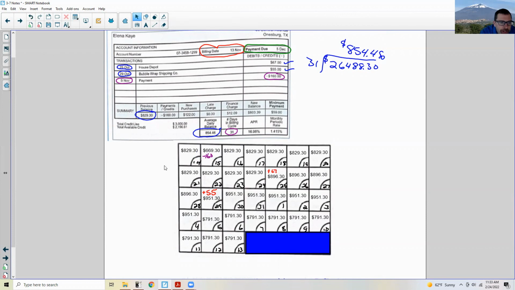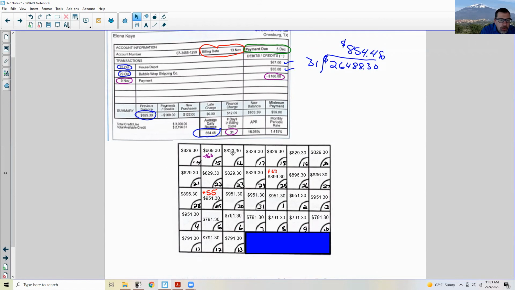Let's see if that's right. Let's see, 669. I gotta add. So 9 plus 0 is 9, 6 and 6 is 12, carry over 7. Yeah, there it is.